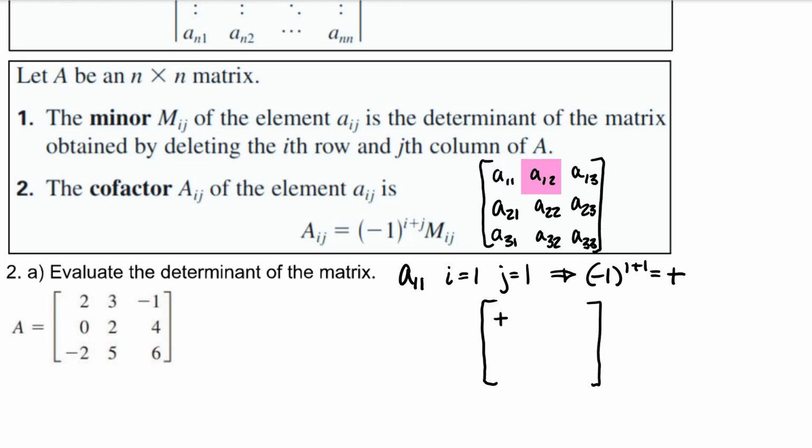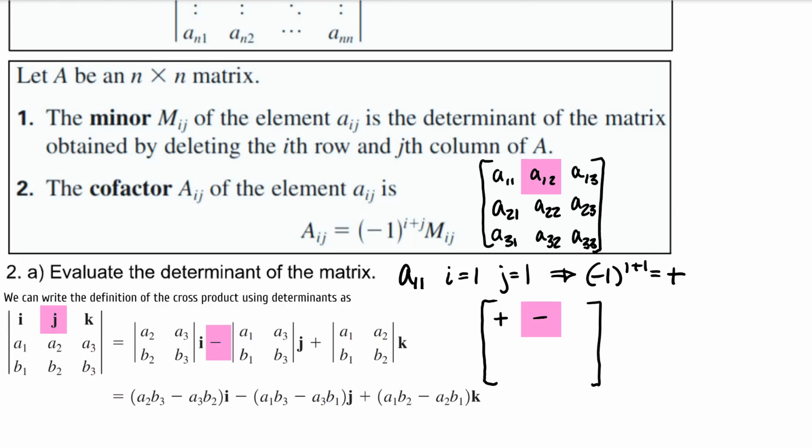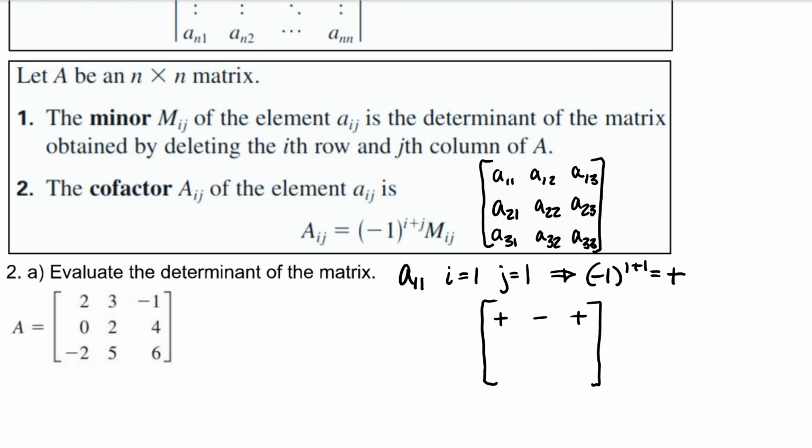But for A12, when you plug in 1 and 2 for i and j, it's going to be negative 1 to the 3, which results in a negative. And that's why we subtract that second term. What about for A13? That will be negative 1 to the 4th, which is again positive. When you continue doing this with the i and j numbers that correspond to the entries, you'll find the signs alternate and are plus minus plus, minus plus minus, plus minus plus.